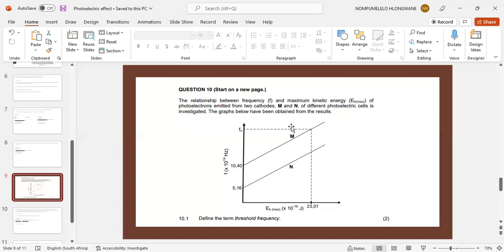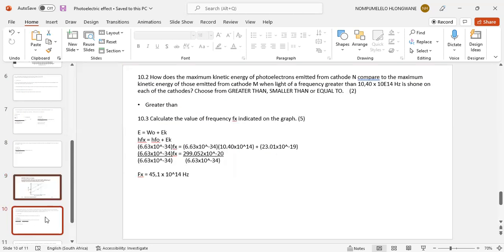So when you compare these two, definitely the kinetic energy of electrons ejected at cathode N is much higher than the kinetic energy of the electrons ejected at M. I hope you can get it. So our answer here will be greater than.